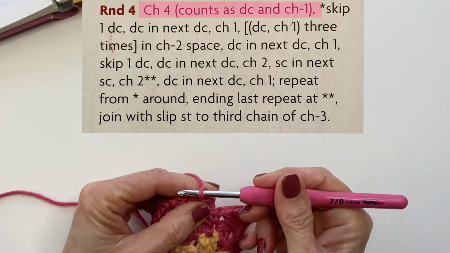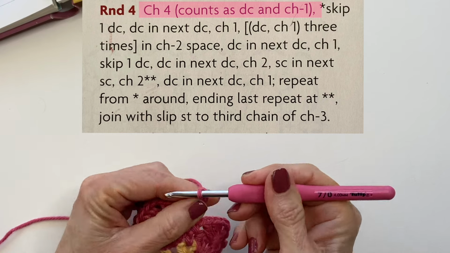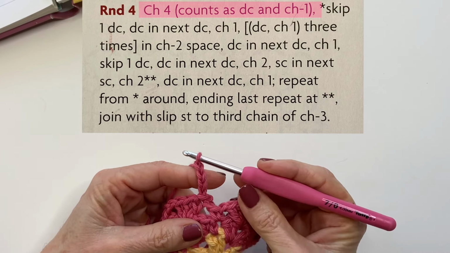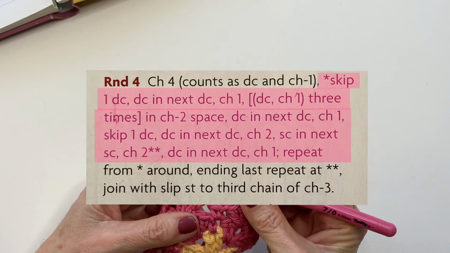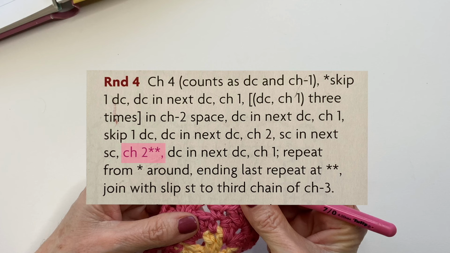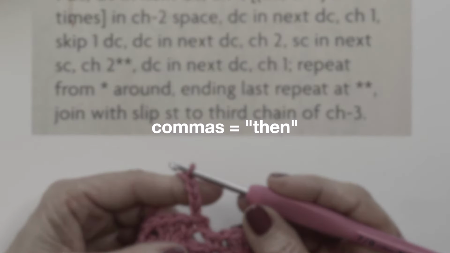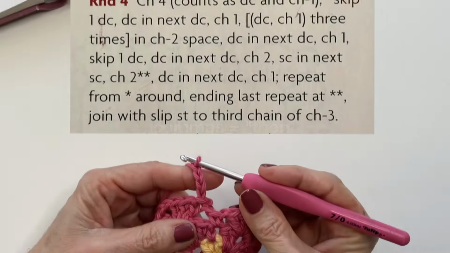So we start with a chain 4, and our "oh by the way" in the parentheses is that it counts as a double crochet and chain 1. Next we see the asterisk, so we know at some point we'll have to repeat this portion, but for now we just continue on with the sequence. Take a moment with me to look over it. This is a long sequence with a lot of commas, a bracket with parentheses inside of it, plus there's even a double asterisk. Not to worry, this just means that I'll be doing an incomplete repeat at some point, but the pattern will tell me when. So I'm going to replace all of the commas with the word "then."